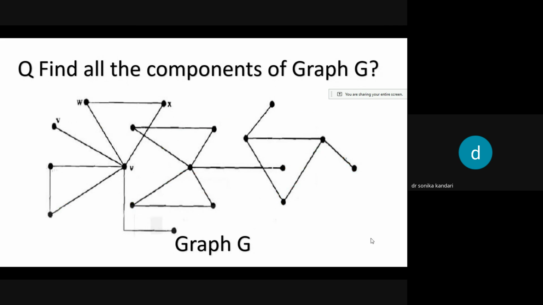Find all the components of graph G. Can you find all the components? Can you identify what are the different components in this graph G? See carefully.